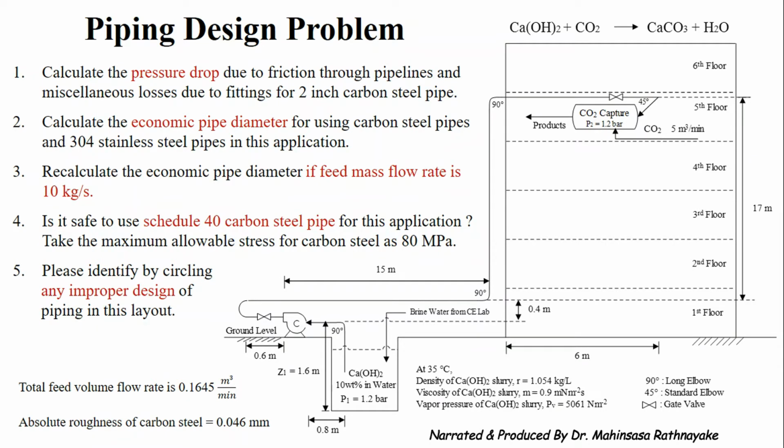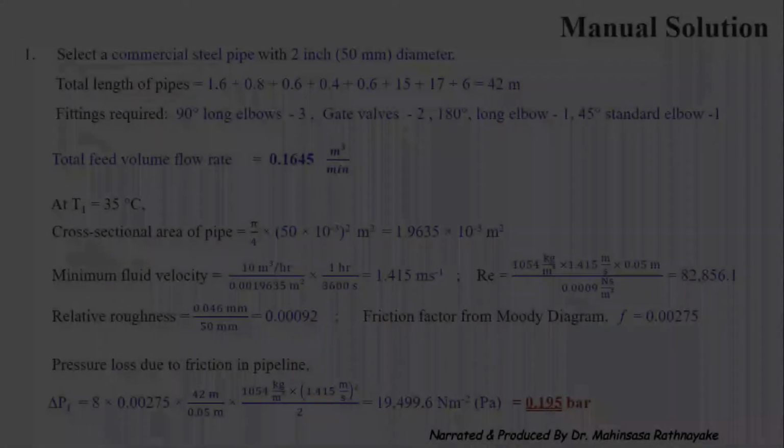For question number 3, we need to recalculate the economic pipe diameter if the feed mass flow rate is 10 kilograms per second. In question number 4, we need to calculate the safe working pressure to use Schedule 40 carbon steel pipe for this application. For question number 5, we need to identify the improper design of piping in this layout by just circling it. So first we will discuss the manual solutions.